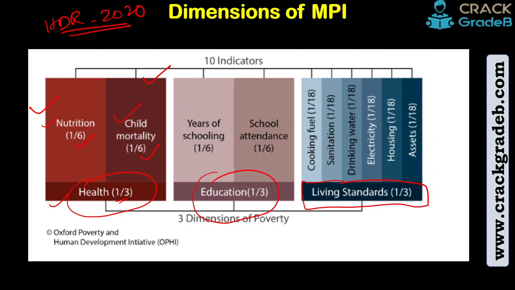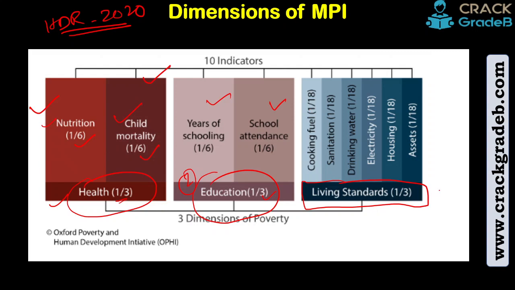Then the second one is education. Again the weightage is one third. Out of this one third, 50% is given to years of schooling and 50% is given to school attendance, the other parameter.